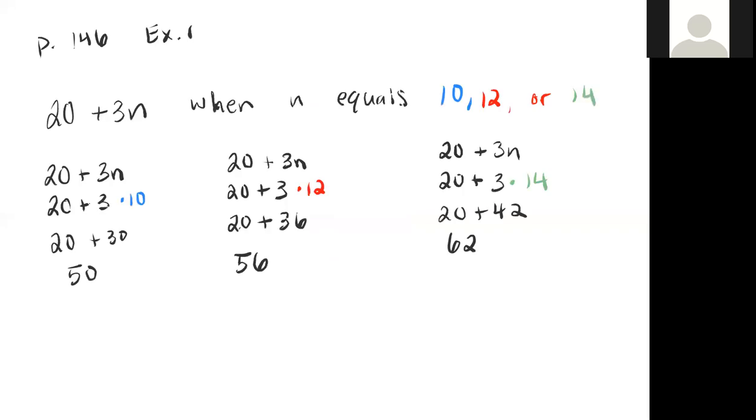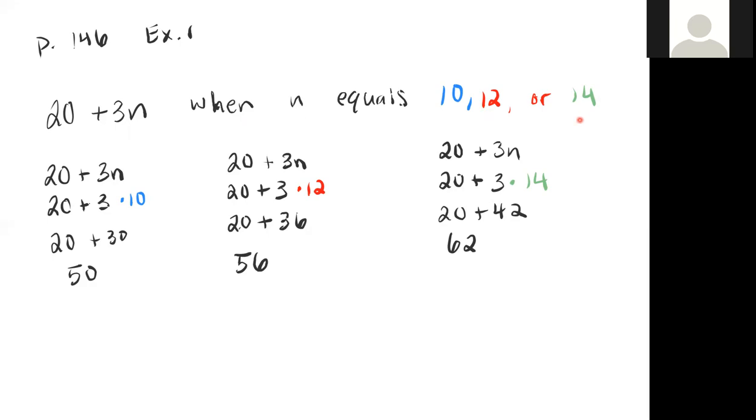All right. Oh, I hit the wrong button. Sorry. We're next going to review some basic evaluating expressions. So let's turn to page 146. We're going to look at example number 1. So we're going to be using substitution. In this example, we had my expression 20 plus 3n, and we were seeing what happens to our expression when n equals 10, 12, or 14.